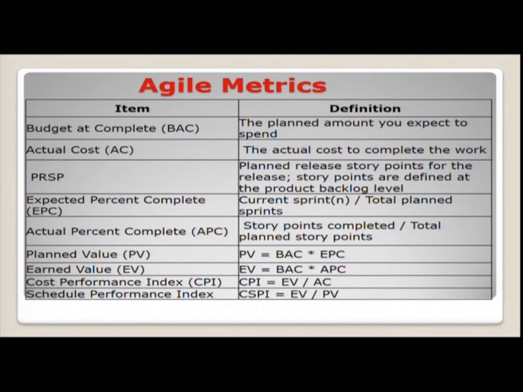Planned value, PV, is the budget at complete multiplied by EPC, expected % complete. Earned value is calculated with budget at complete multiplied by APC, actual % complete. Cost performance index is measured by EV by AC. Schedule performance index is calculated by EV by PV.